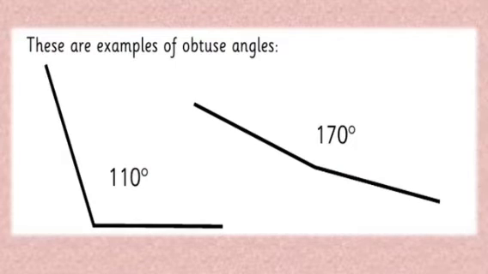Now here are a few examples of obtuse angles. 110 is an example of an obtuse angle. 170 also is an obtuse angle, because it is not equal to 180 degrees. In fact, children, from 91 degrees to 179 degrees, it is called an obtuse angle.